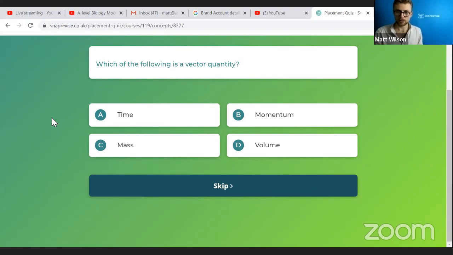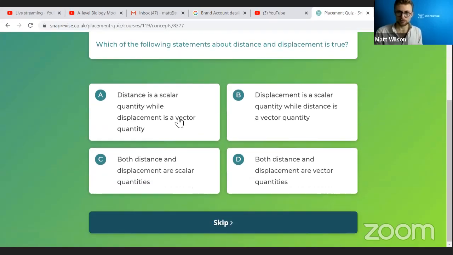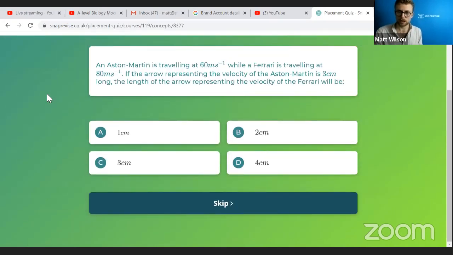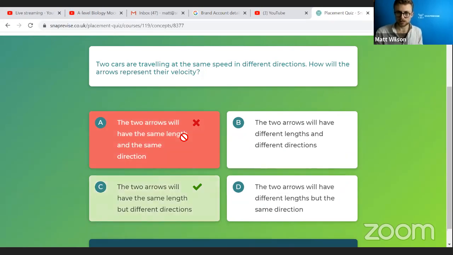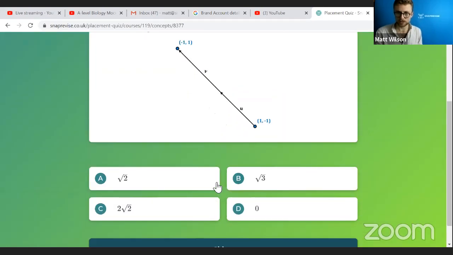Which of the following is a vector quantity? Oh, well, we should be smashing through this. Okay, which one of these is a vector? Momentum has a direction as well as a size. Let's go for that. We won't get all of these right. Which of the following statements about distance and displacement is true? Displacement is a scalar quantity while distance is a vector. That's the wrong way around. Let's just say it anyway. Cool. Okay, an Aston Martin is traveling. Okay, two arrows. Let's just say something random for these. We just want to get through and find out what we're good at. Whoa, what a guess. I'm not even reading these now.